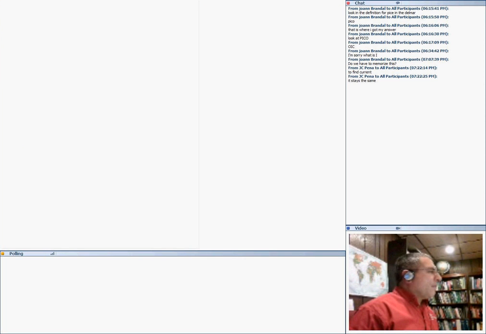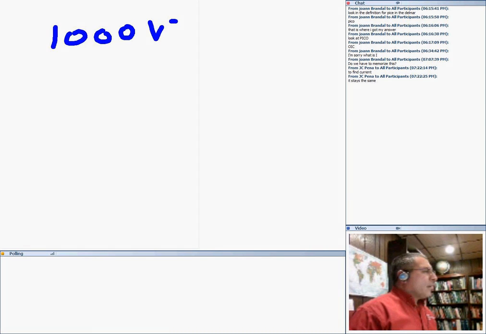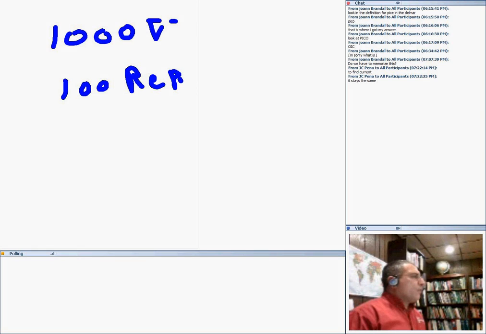Let me show you guys, I have a voltage of 1000 volts here, and across this 1000 volts I have 100 resistors. What is the voltage across each resistor? I care less about the value of the resistors.